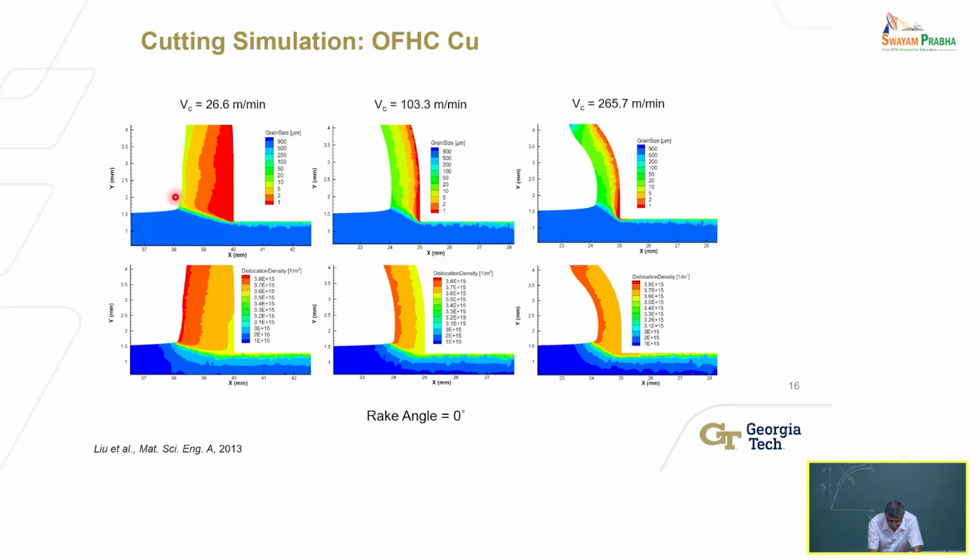The top row shows you how the grain size changes in addition to the thickness of the chip and the shape of the chip. And this one shows you the same thing for the same conditions, how the dislocation density changes, right? Using this more sophisticated model.